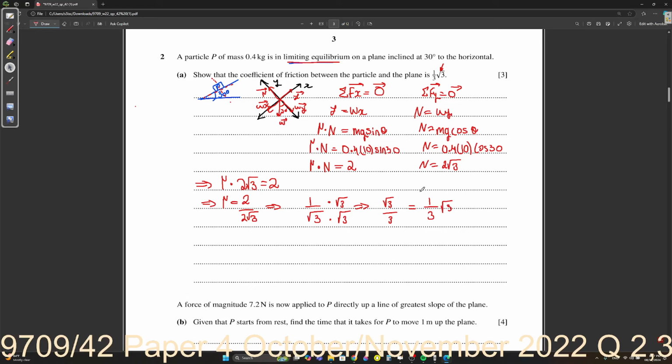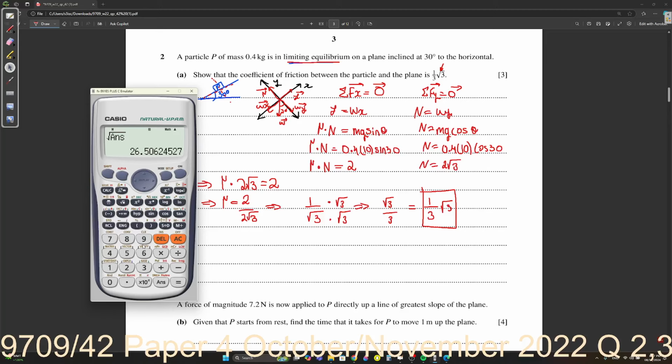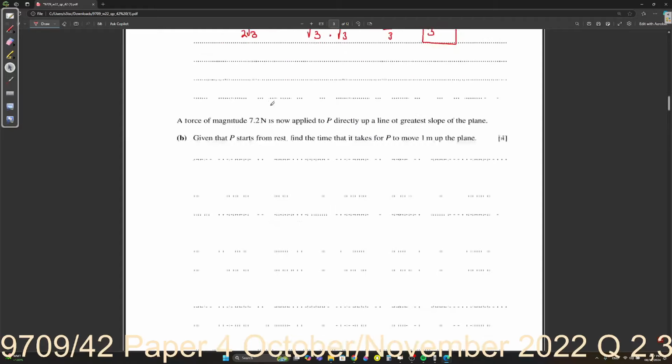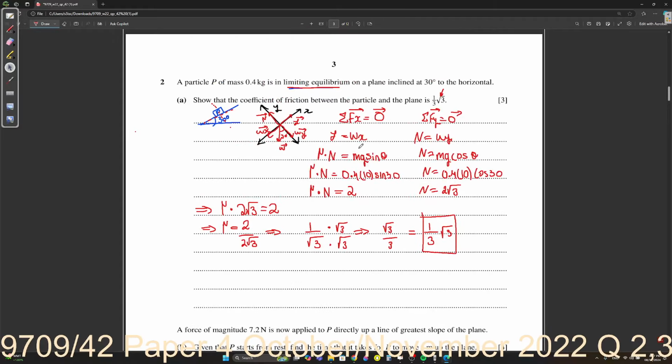Also, if you put 1 over radical 3 on a calculator, or 2 over 2 radical 3, you get radical 3 over 3. You get this directly. But if you want to show it, these are the steps. So you get 1 mark for all of this, and then you get a 3rd mark for the answer. 3 marks. That's how it works.